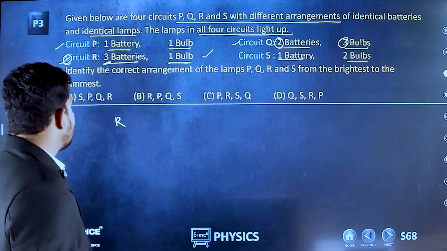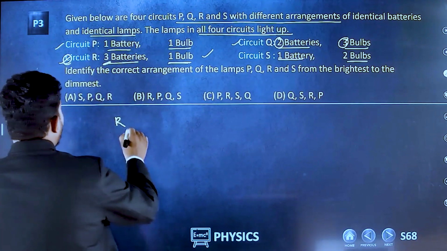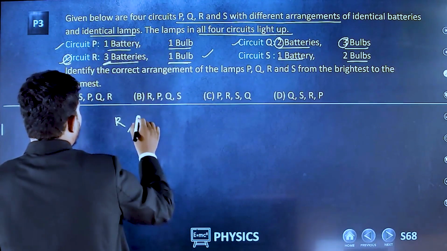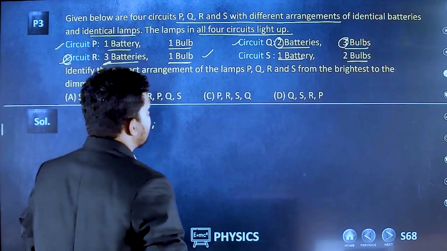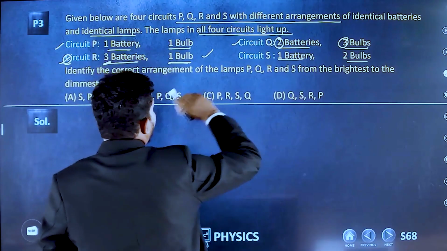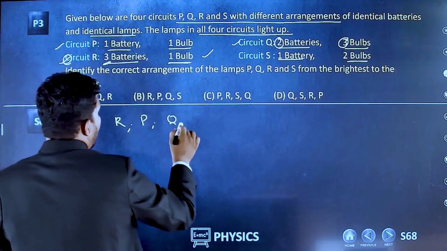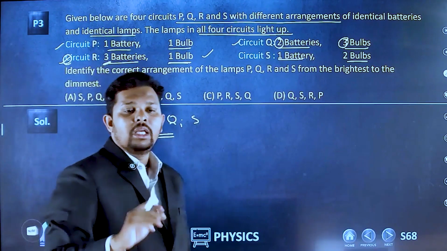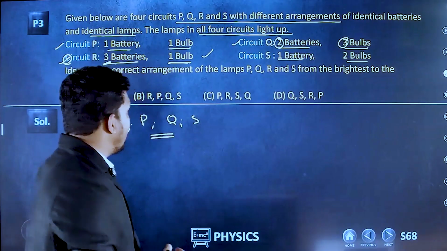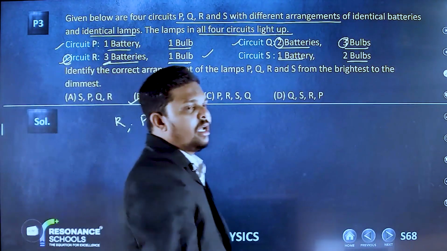You can decide the answer by seeing the options, no doubt. Next, after that it will be P, 1 battery and 1 bulb, exact brightness. Then next is 2 batteries and 3 bulbs, that is Q. And finally S. So the order is R, P, Q, S. The second option is the correct answer for this.